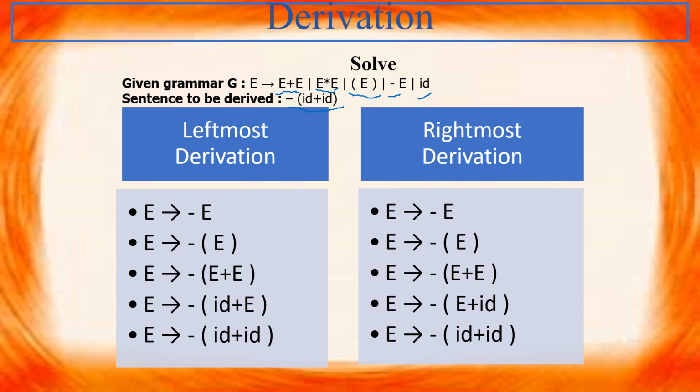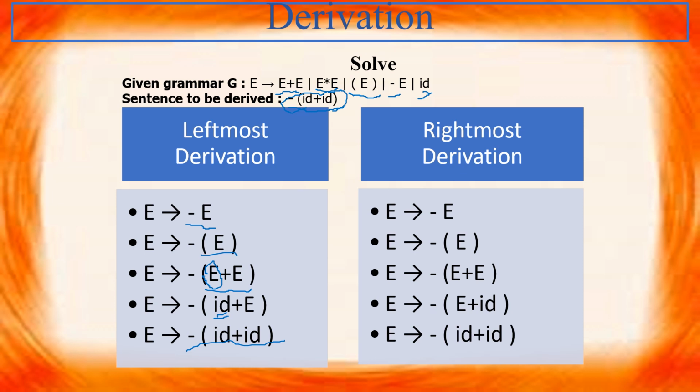In the leftmost derivation, we take minus E from the grammar, then for this E we apply within the brace E, and then for this E we take E plus E. Now we take id, a terminal value, and apply it to the leftmost E variable, giving id plus E. In the next step we take one more id and apply it to the next variable E. So we solved the production rules and found the string minus within the brace id plus id, that is minus id plus id.